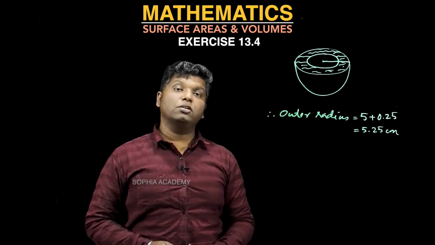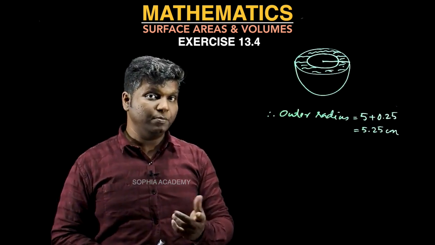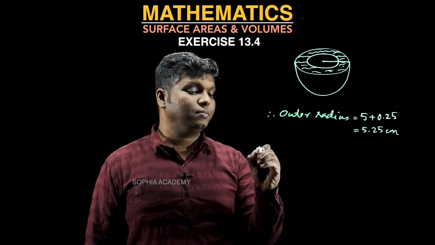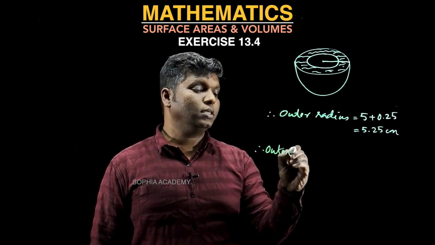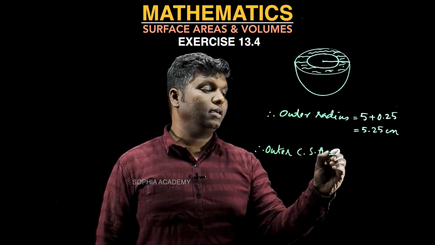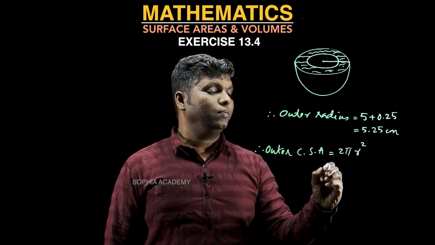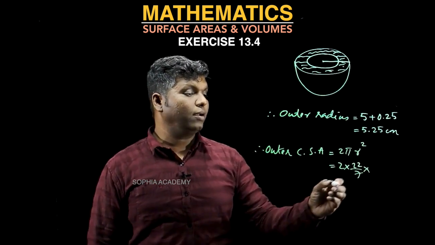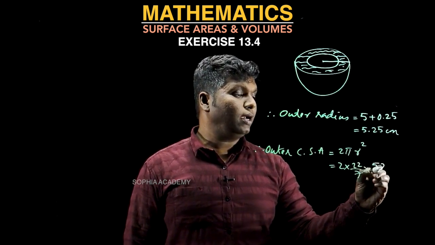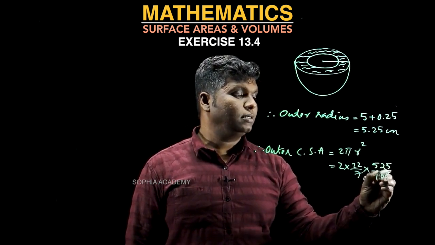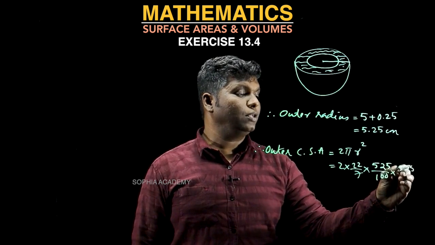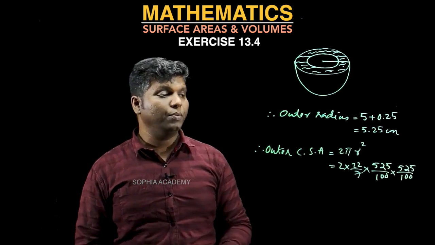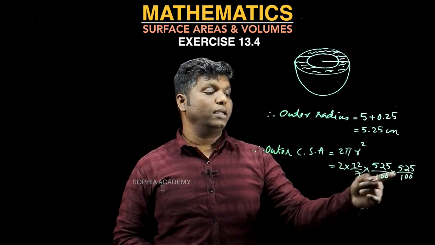So tell me, what is the equation to find the curved surface area of a hemisphere? It is 2 pi r square. So we will write, therefore outer CSA, outer curved surface area is equal to 2 pi r square. That's equal to 2 into 22 by 7 into 525 divided by 100 into again 525 divided by 100, which means 5.25. Instead of that, I just removed the decimal place. 2 pi r square, that's why it came 2 times.